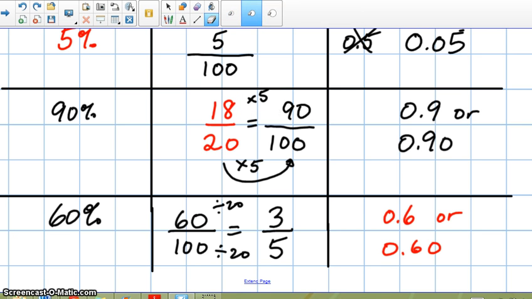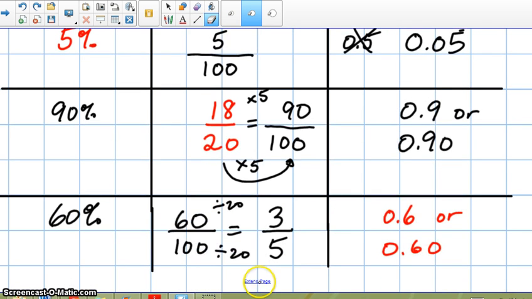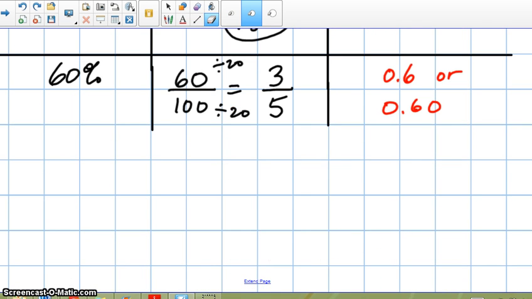Okay, so now we've dealt with equivalent forms in this chart. Please make sure you familiarize yourself with being able to move from percent to fraction to decimal, fraction to percent, fraction to decimal, decimal to percent, etc. I'm going to move on and review a concept called benchmark percents. So I'm just going to extend the page here, and my subtitle will be benchmark percents.